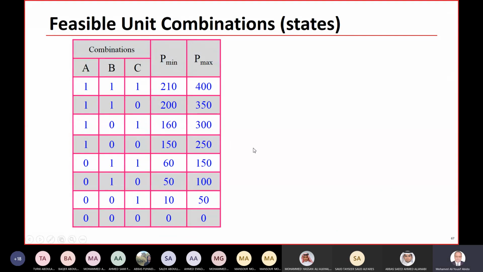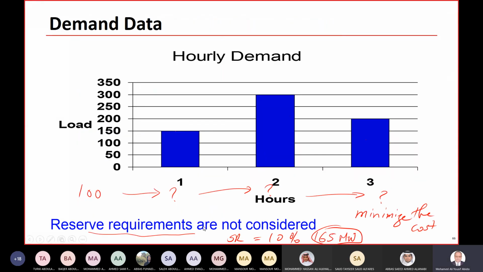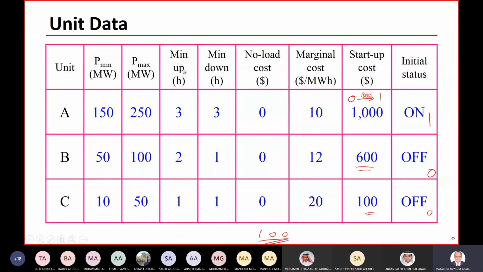So can we start investigating what are the possible combinations at this load level, and then the possible combinations at the next load level? Keep in mind also the constraints that we set here, the minimum startup and the minimum shutdown. All these constraints must be observed.